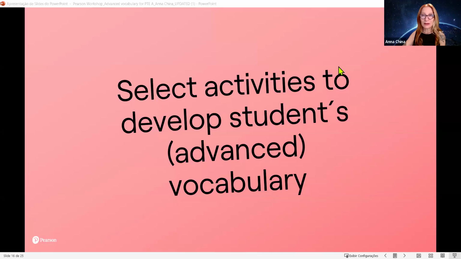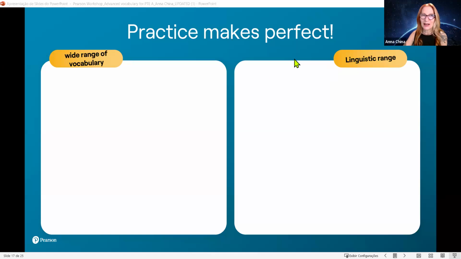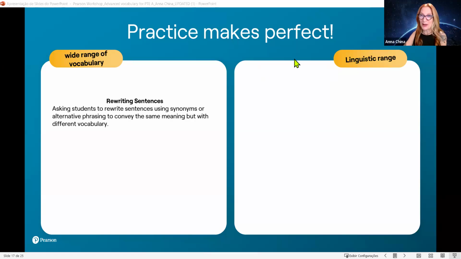So definitely, we play a very important role. It's true, but we also have to allow them to put themselves out there, to take risks, to make mistakes. We learn so much from mistakes. And that's something that we have to teach our students, that they learn from mistakes. So practice makes perfect. Here we go.